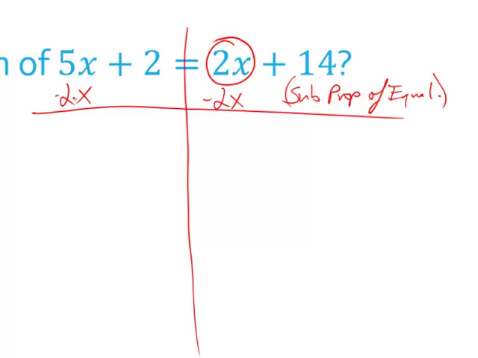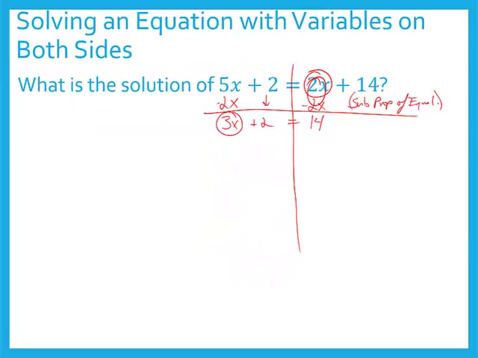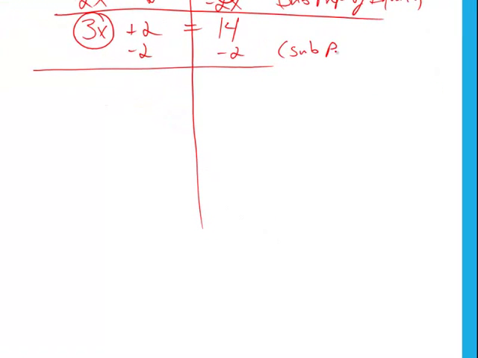Alright, so 5x minus 2x is 3x. Bring down the 2, so plus 2 equals, that becomes 0, and then bring down the 14. Now this is very basic. Now just solve for the variable. We need to isolate the variable. So circle the term with the variable in it, and we need to get rid of whatever is next to that circle. So subtract the 2 from both sides. And again, that's the subtraction property of equality.